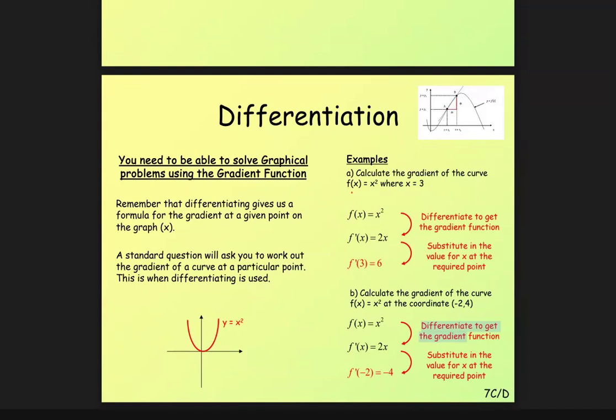So let's differentiate first. y equals x squared, then dy/dx equals 2x. Because we said x equals 3 there, it's 3 times 2, which is 6.